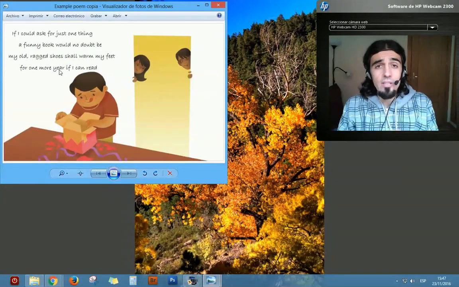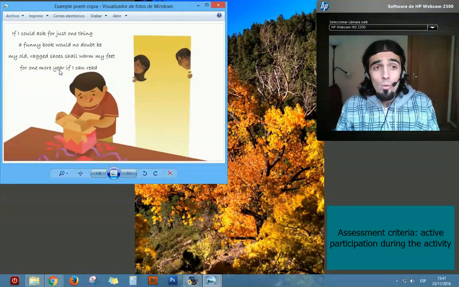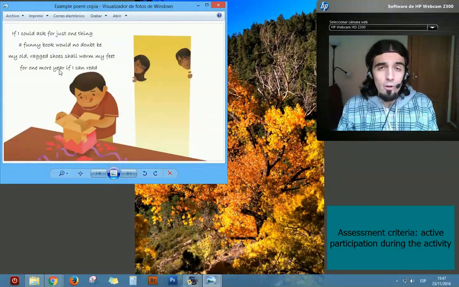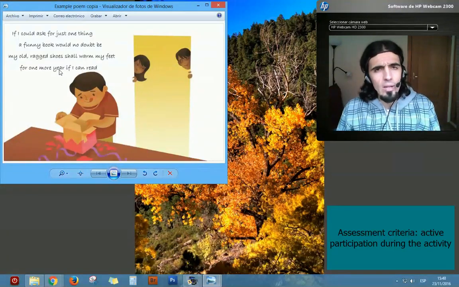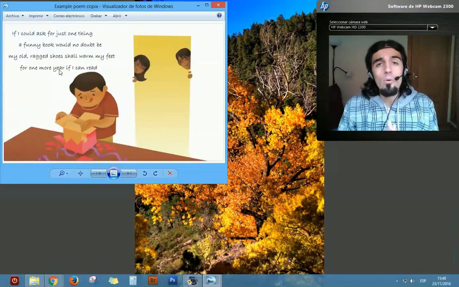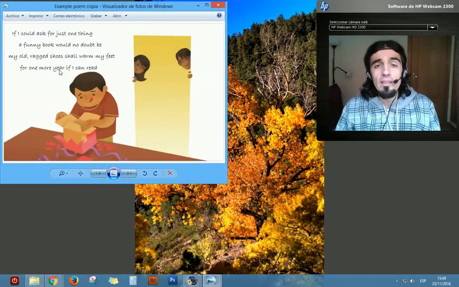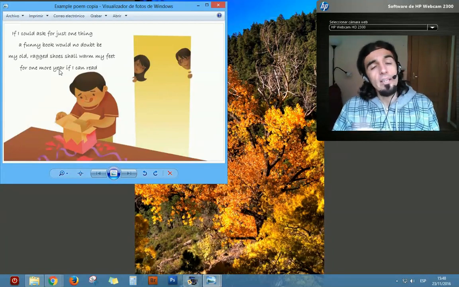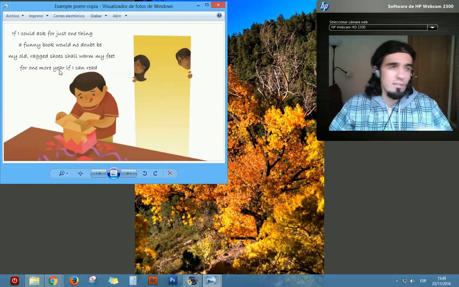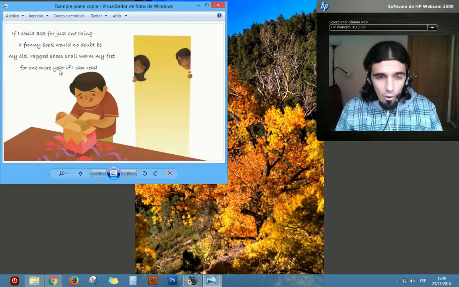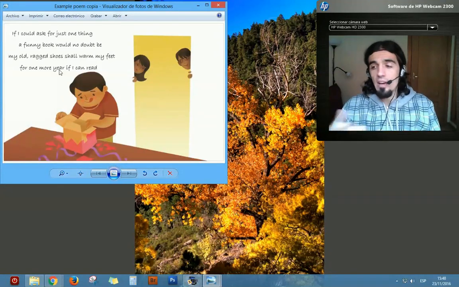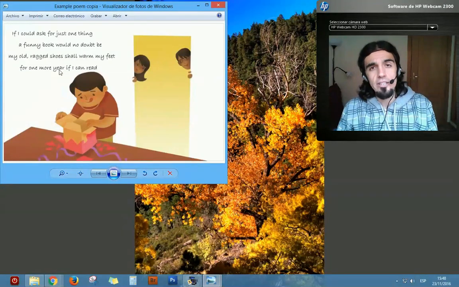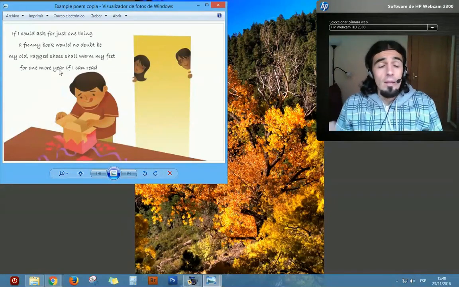The assessment for this activity would obviously not be focused on the poems, because we are not really measuring their ability as poets, but we would consider how they have been involved in the activity, how hard they have worked during the activity. Okay, if they have been just clowning around, or they have been focused, they have been thinking, or they have been using the synonyms dictionary. So that will be it.